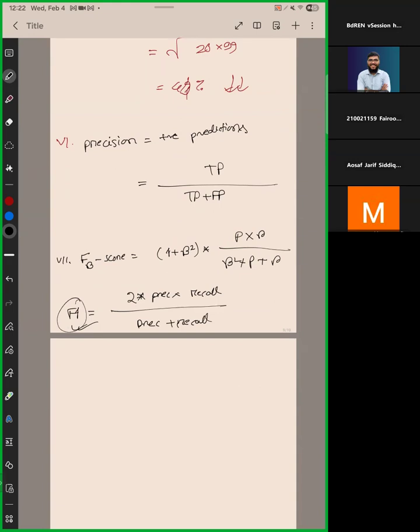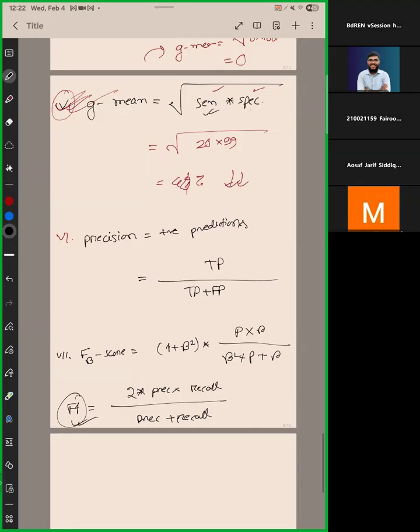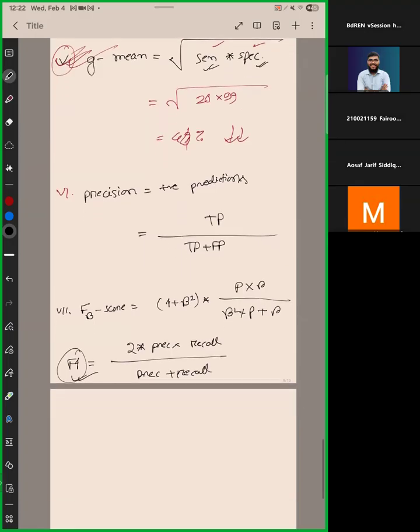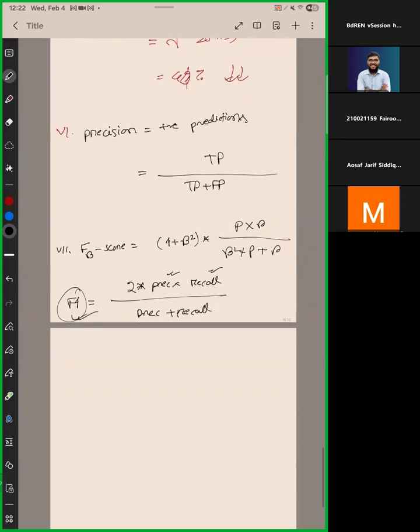This is also very good. This is the harmonic mean. The previous one was geometric mean. This is the harmonic mean between precision and recall. Okay. In geometric mean, we look at sensitivity and specificity. In F1 score, we look at precision and recall. This is also very good in understanding how the algorithm is overall doing. Okay. Any question up to now?